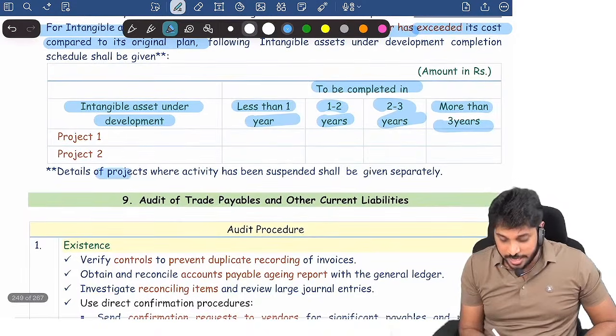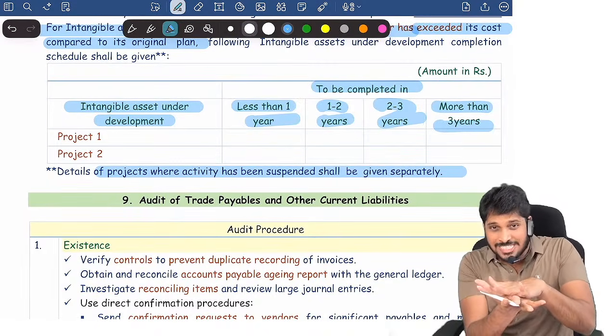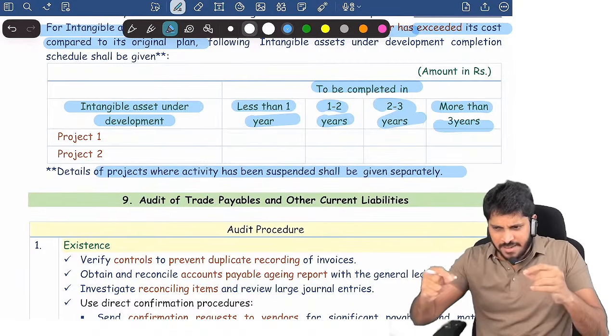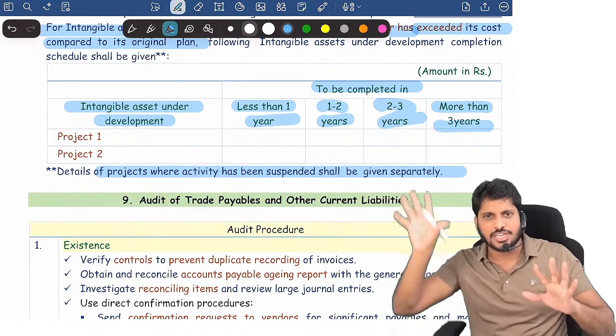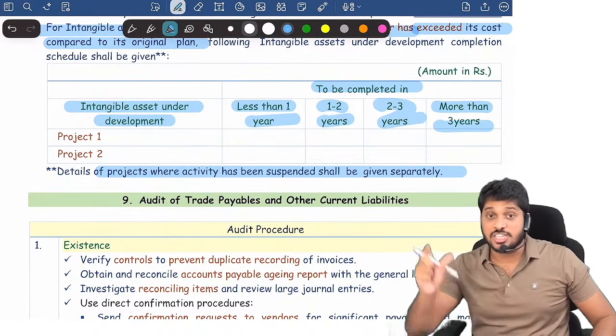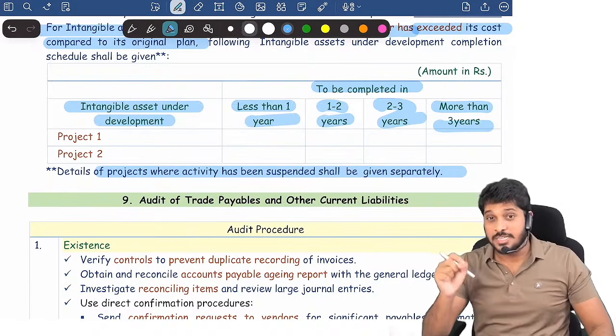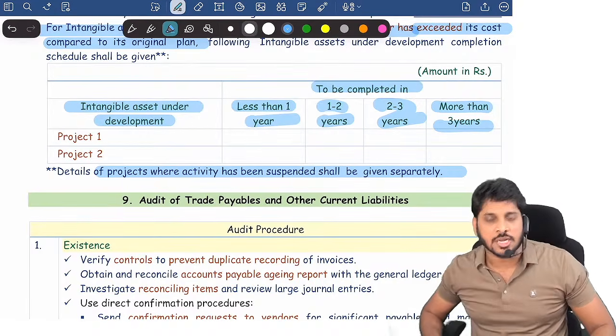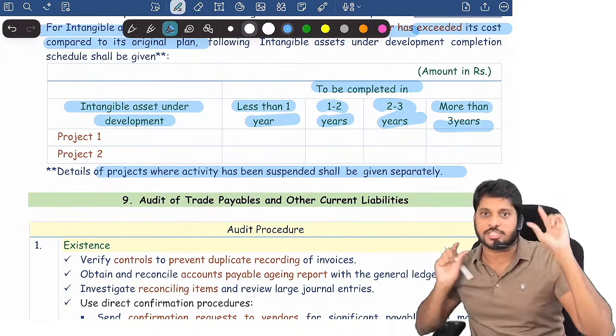Again, we should give details of projects where it was temporarily suspended. Remember, every asset construction, suppose a company is constructing a building, that's one project. Company is constructing one factory, that's one project. Company is constructing one canal, that's a project. So everything will be viewed as a project. Are you clear?